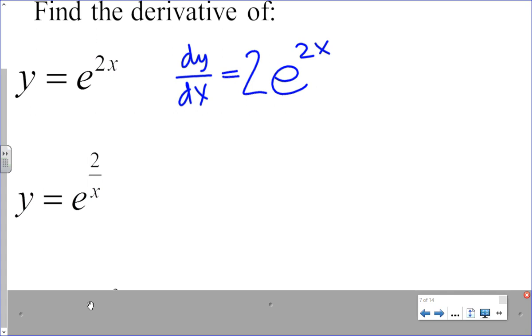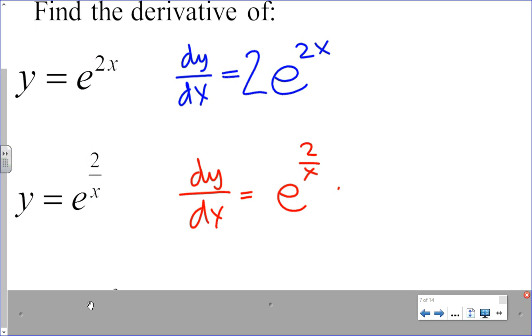Next example. Our derivative: copy paste, times the derivative of the inside. Now, do you want to use a quotient rule here? No, we need to think of 2 over x as 2x to the negative 1.